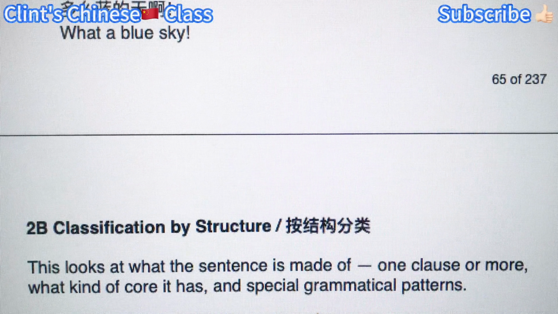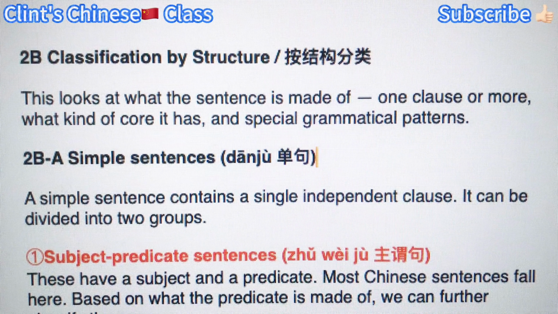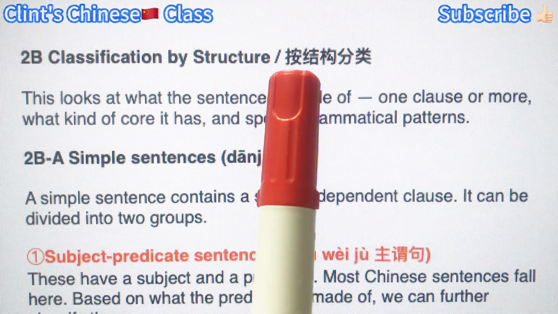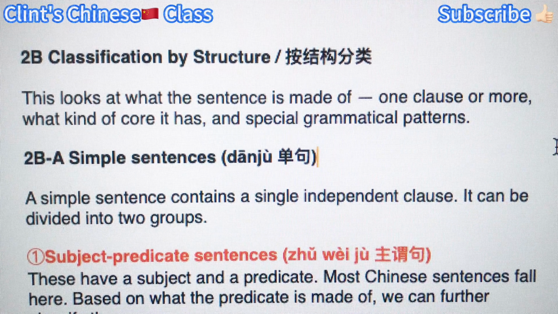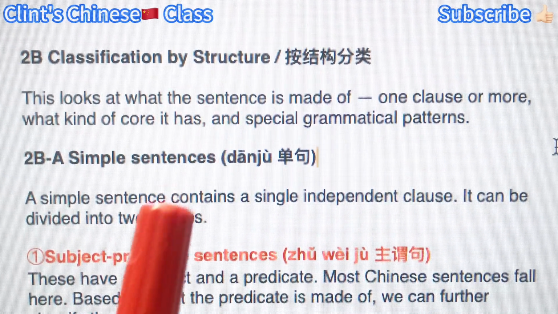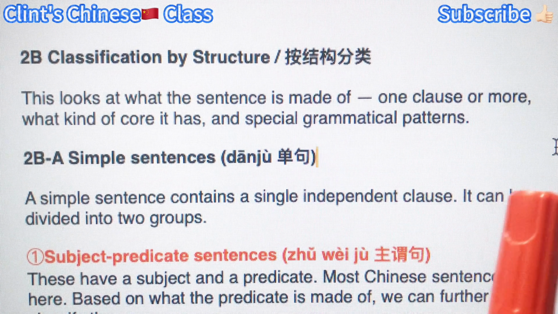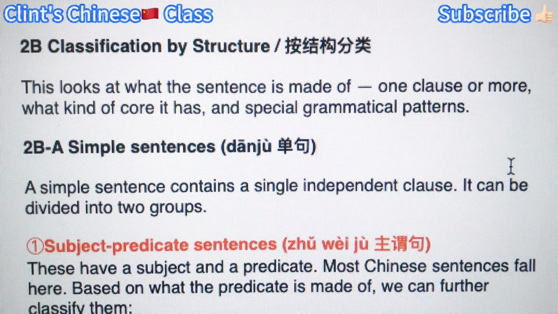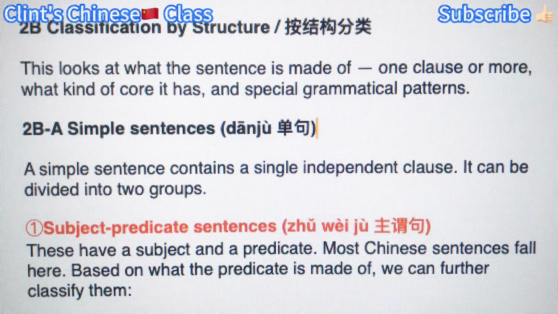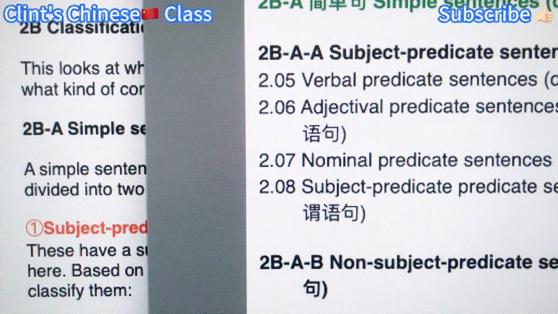But there is a second way to classify all the sentences in Chinese, and that is by structure, meaning we analyze how many clauses are there in the sentence. And by this logic, we have simple sentences, compound sentences, and complex sentences, just like English. And in simple sentences, there are actually 3 types. We can take a look.